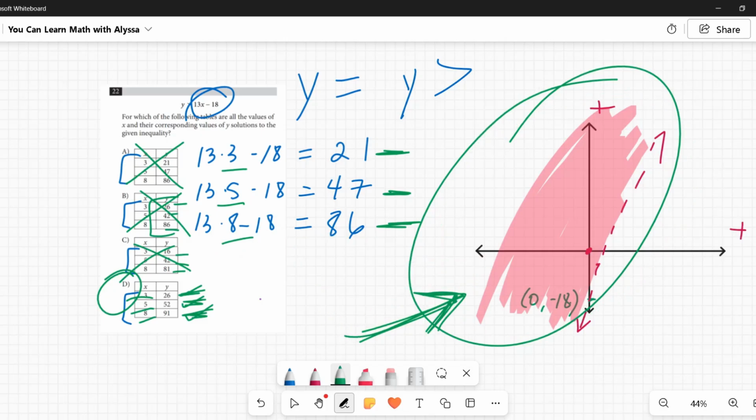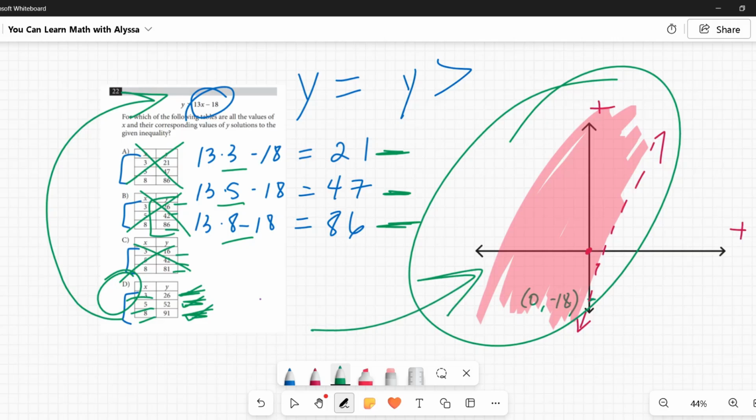It's a personal call. That's why I try to present different ways, if there are different ways, to do a problem so that you can decide what makes the most sense to you, what's going to get you the right answer, and what's the fastest. But there we go. D is our answer because all 3 of those values of x, if you plug them into this equation, you're going to get these 3 values are all greater than. They all make this a true statement. If I put those in for the y, it makes a true statement.